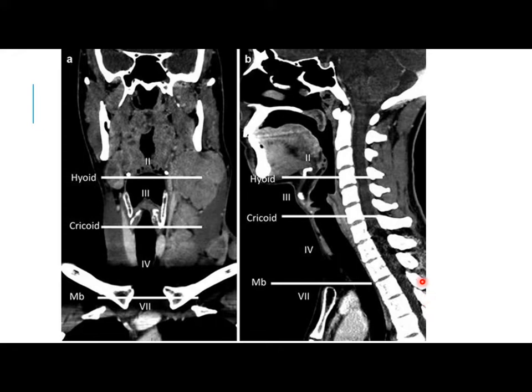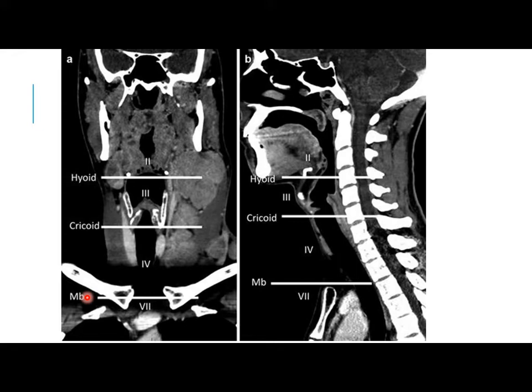We can see above the hyoid, it's level 2. Between the hyoid and the cricoid, we can see the level 3 lymph nodes. Between the cricoid and the manubrium sterni, we can see level 4. And then we can see level 7, which will be infraclavicular. And this one again is a coronal view of the levels of lymph node assessment of the neck.